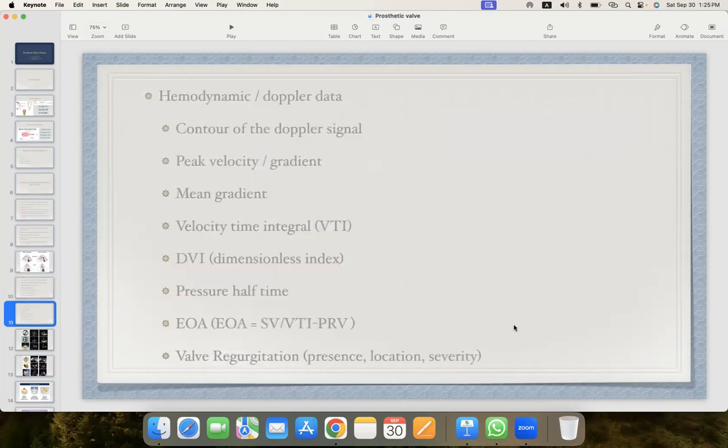In terms of the hemodynamics, by Doppler, you need to check the CW across the valve itself. The Doppler signal will help you determine the severity of the regurgitation, and also the severity based on the peak velocity. From that, you can calculate the peak velocity and the gradient. You can calculate the VTI, dimensionless velocity index, pressure half time, and effective orifice area, as well as the location of the regurgitation based on the color.